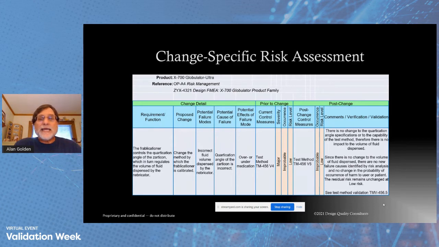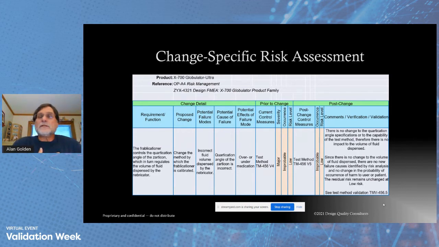And then I have a column that says potential effects. What happens if this happens? I actually have that potential failure, the cause happens. What happens if that does happen? Again, I then have a set of columns that say, here is my risk mitigation, my risk assessment prior to the change. I have a control measure. And then I have 3 columns: severity, occurrence, and risk level. Now, you'll notice that I do not include detection.